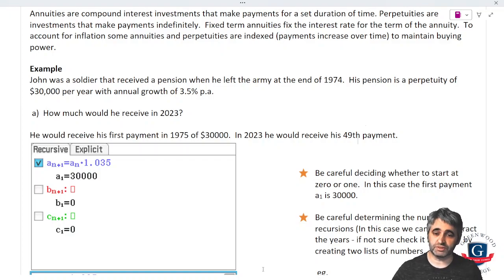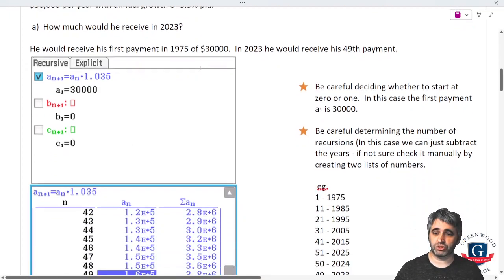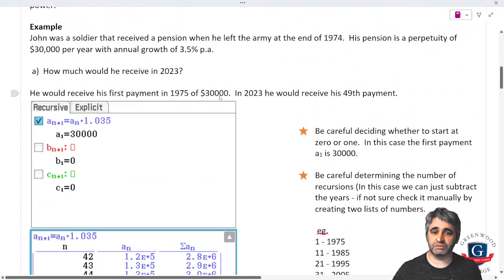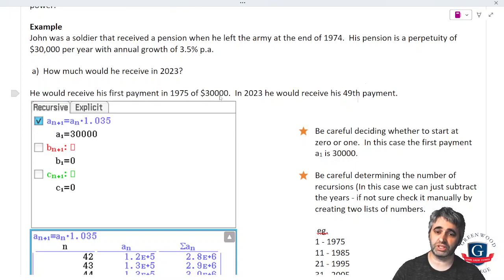So, for instance, we have John, who is a soldier, and he received a pension when he left the army in 1974. His pension is a perpetuity of $30,000 per year with an annual growth of 3.5% per annum to take into account inflation. How much would he receive in 2023?